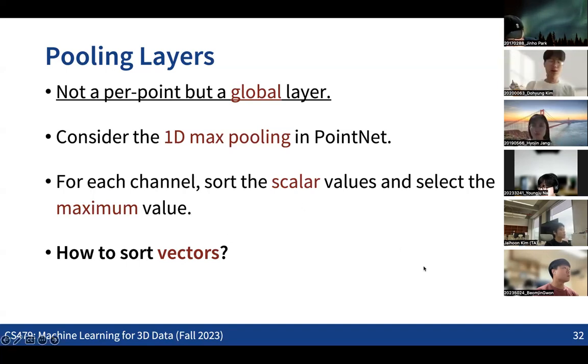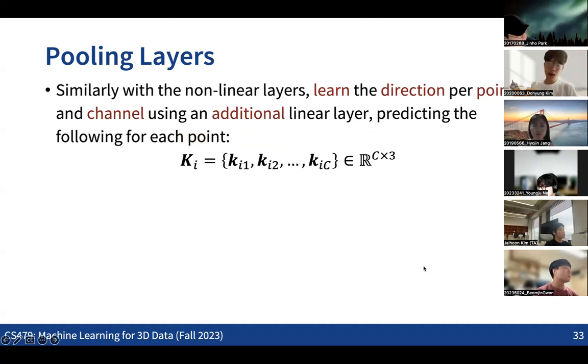So what we can do is simply apply the same idea to learn the direction of the sorting. As we did in the ReLU case, the activation function case, where we learned the half spaces for each point and channel using an additional linear layer, right? Now we can learn the direction of sorting for each point and channel using another linear layer. So using the additional linear layer, we now predict a set of vectors like this.